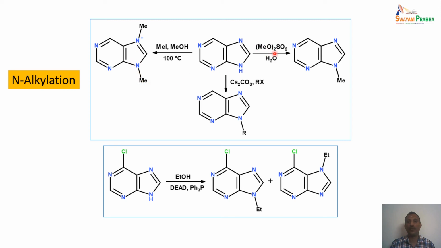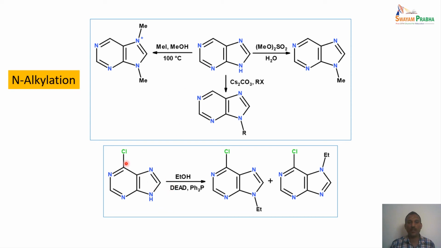And when we use dimethyl sulfate, it actually gives the monoalkylated product as shown here, and in the presence of cesium carbonate and alkyl halides, any alkyl group or any R group can be introduced into this particular derivative. So these are all the various ways by which N-alkylation is possible.